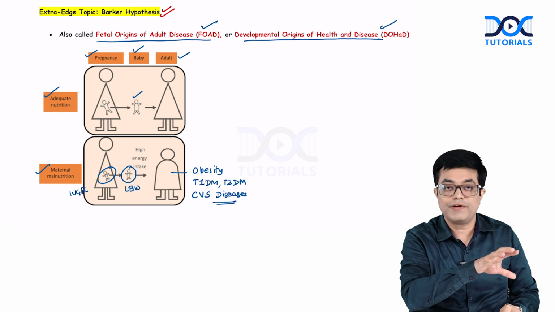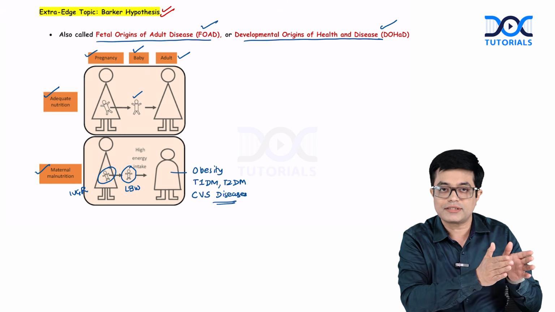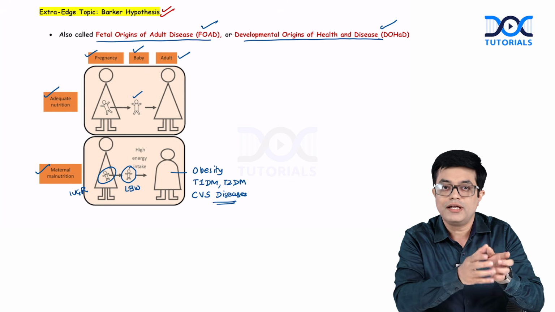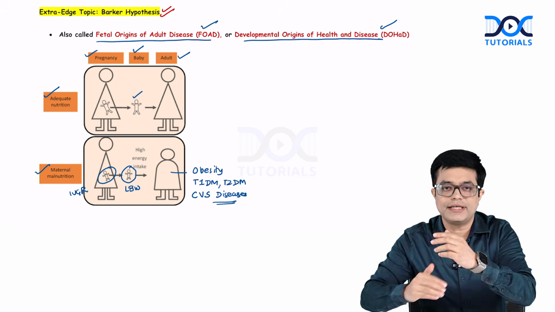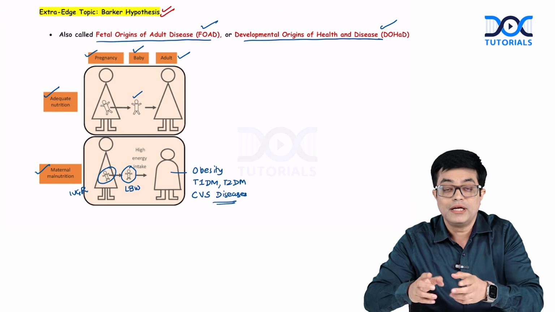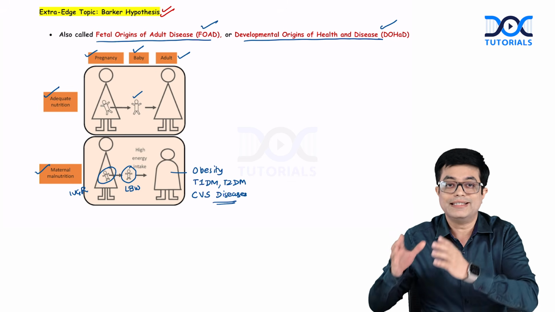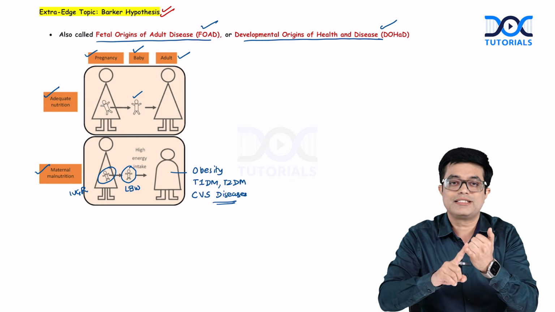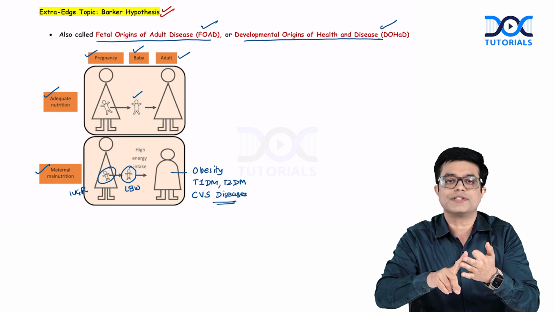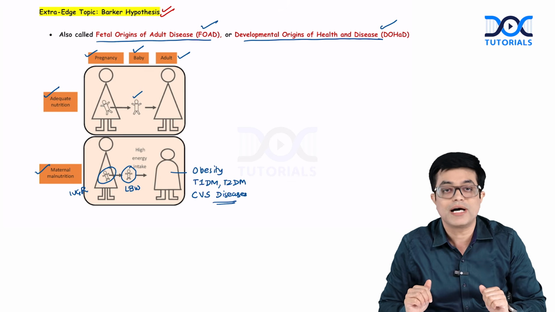Stress, less weight, malnutrition in fetus and in early newborn period leads to irreversible changes in the metabolism of that organism, and so when they become adult, they manifest in the form of obesity, diabetes and cardiovascular diseases. This is called as Barker hypothesis.